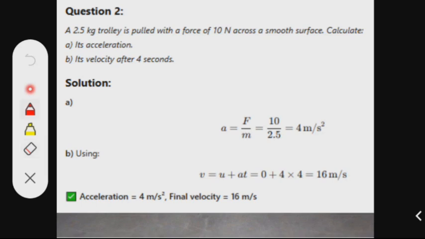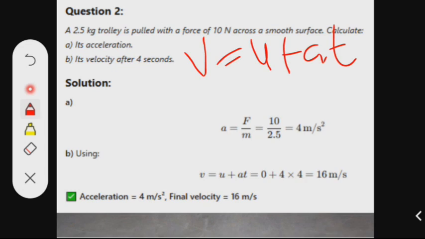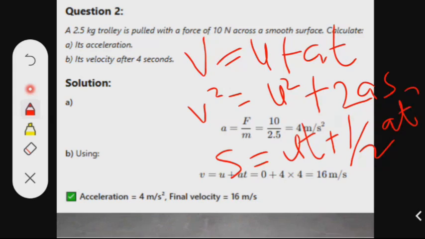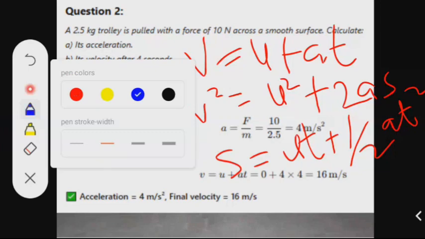So now going back to the laws of motion, we have V is equal to U plus AT. I'm rewriting everything again. We also have V squared is equal to U squared plus 2AS. Then we also have S is equal to UT plus 1 over 2 AT squared. So these are the formulas for the equations of motion. The next thing we'll start checking is how many of the parameters do we have? We've already found our A.